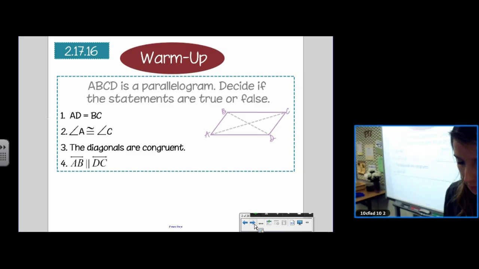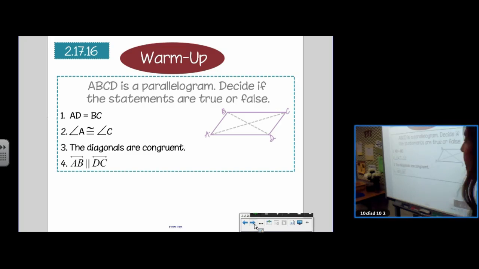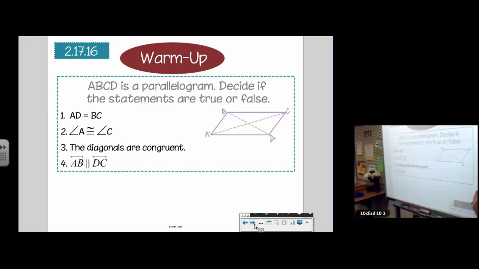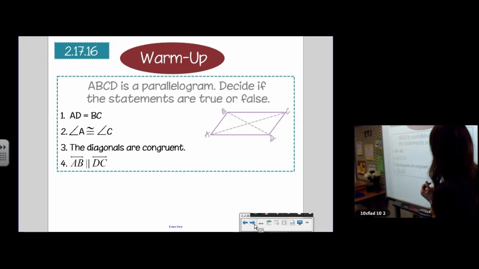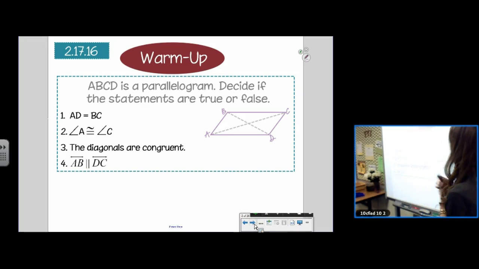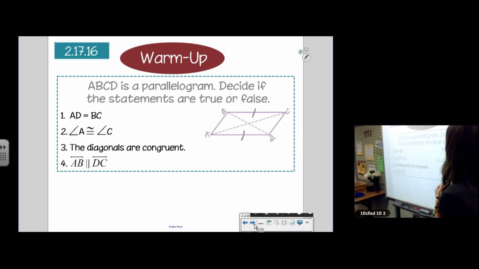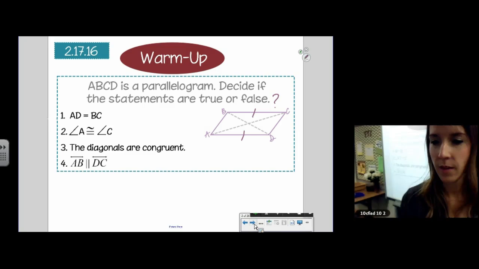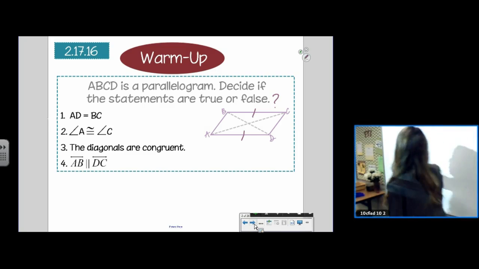All right, let's look at the warm-up. ABCD is a parallelogram. Using your prior knowledge, we're trying to decide if these statements are true or false, using what you already know about parallelograms. All right. AD is equal to BC. So, true or false? What do y'all think? Of course it is. Yes, it is true.